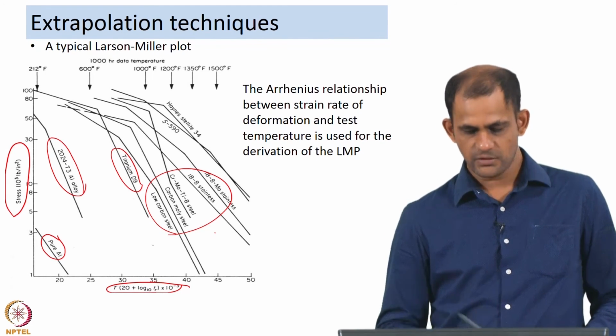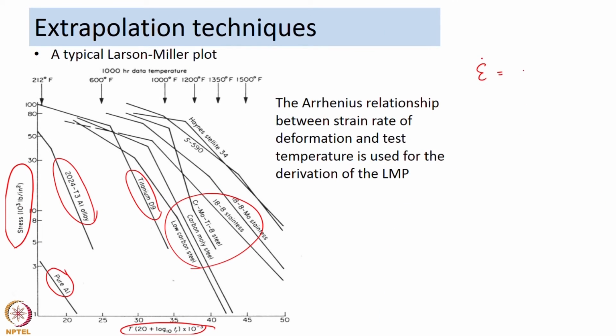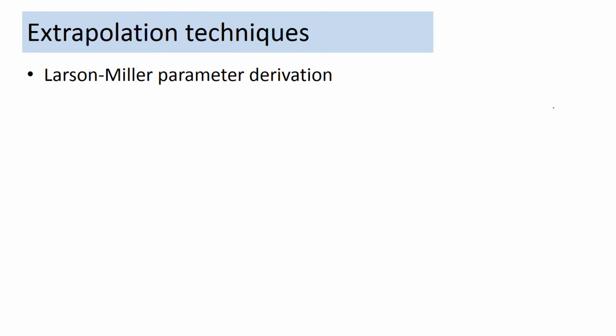Now, for the creation of this plot, you generally rely on the Arrhenius equation. The strain rate depends on temperature as per this Arrhenius equation. The Arrhenius relationship between strain rate of deformation and test temperature is used for the derivation of the Larsen-Miller parameter. We will quickly go through this derivation to understand how the Larsen-Miller parameter has been developed.